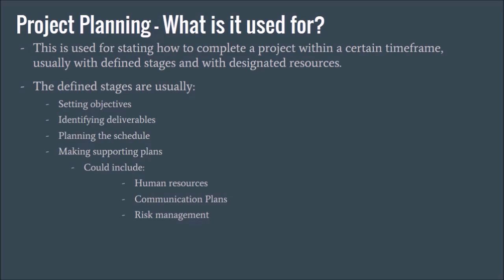Project planning. What is it used for? This is used for stating how to complete a project within a certain time frame, usually with defined stages and with designated resources. The defined stages are usually setting objectives, identifying deliverables, planning the schedule, making supporting plans, which could include human resources, communication plans, and risk management.